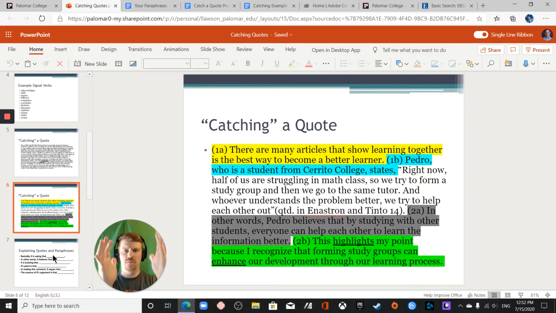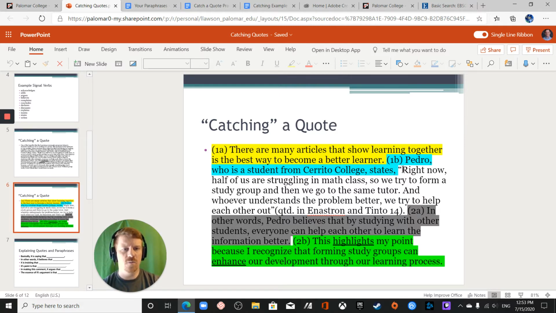So we have 1A, 1B before the quote, and 1A is transition. Usually it signals that there's a quote coming up. That research has been done, for example. Like here, it says there are many articles that show blah, blah, blah, the topic you're talking about. 1B, you need to have the author's name. In this case, we only have the author's first name, Pedro, and then information about the author, who they are. Let the reader know who this person is. Here is a person from, or a student from Cerrito College. And then we have our signal verb states right before the quote, and there's a comma after the signal verb.